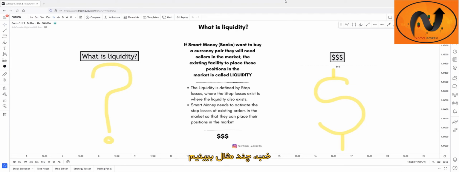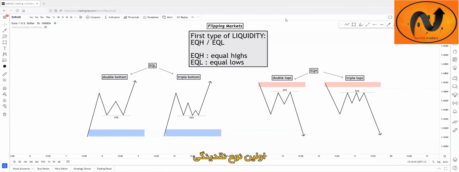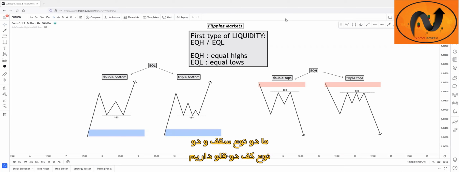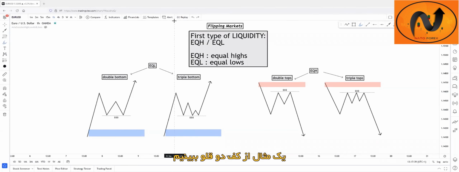Okay, let's see some examples for this. Our first type of liquidity is equal highs and equal lows. The names speak for themselves. Price will form equal lows when the low points are on the same level, and also price will form equal highs when the highs are on the same level. We have two types of equal lows and two types of equal highs. Okay, let's see an example for the equal lows.